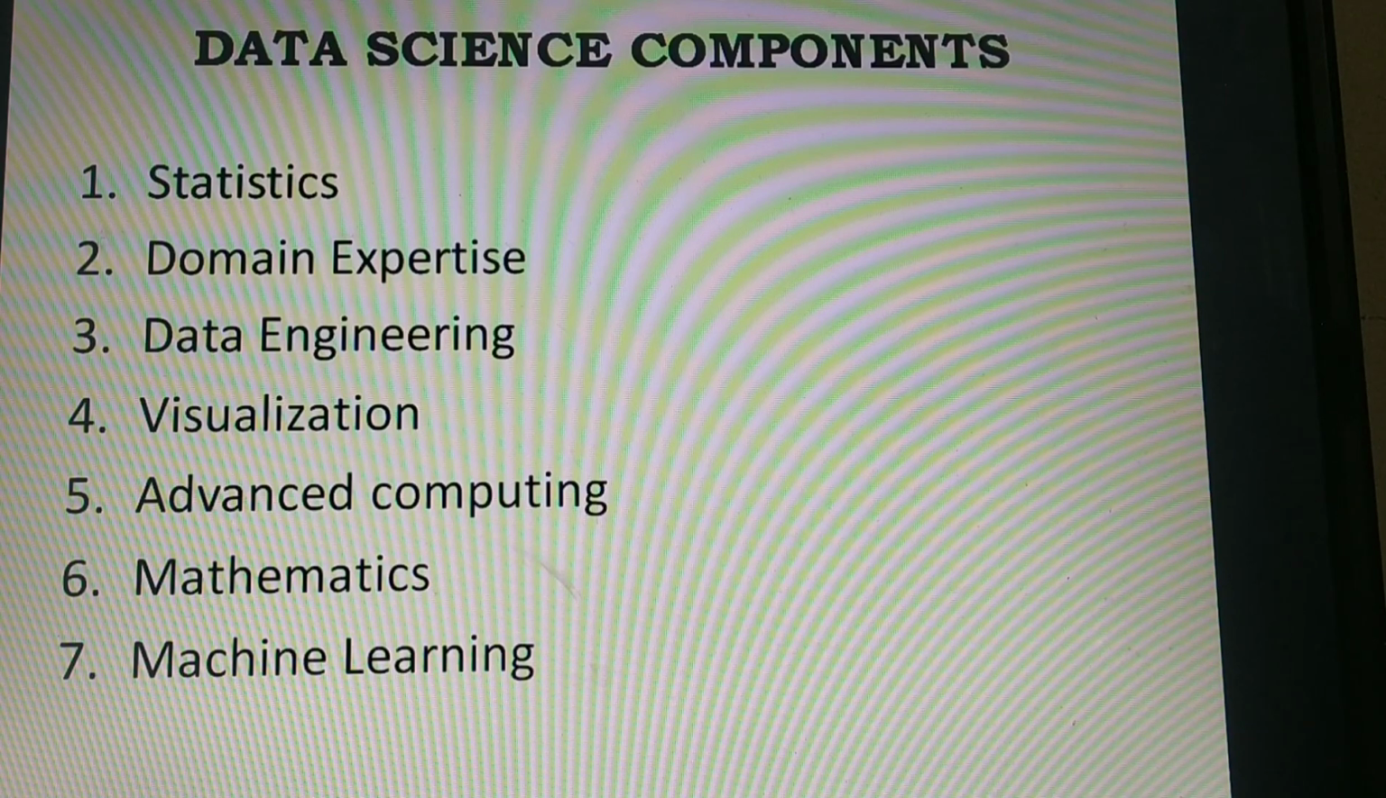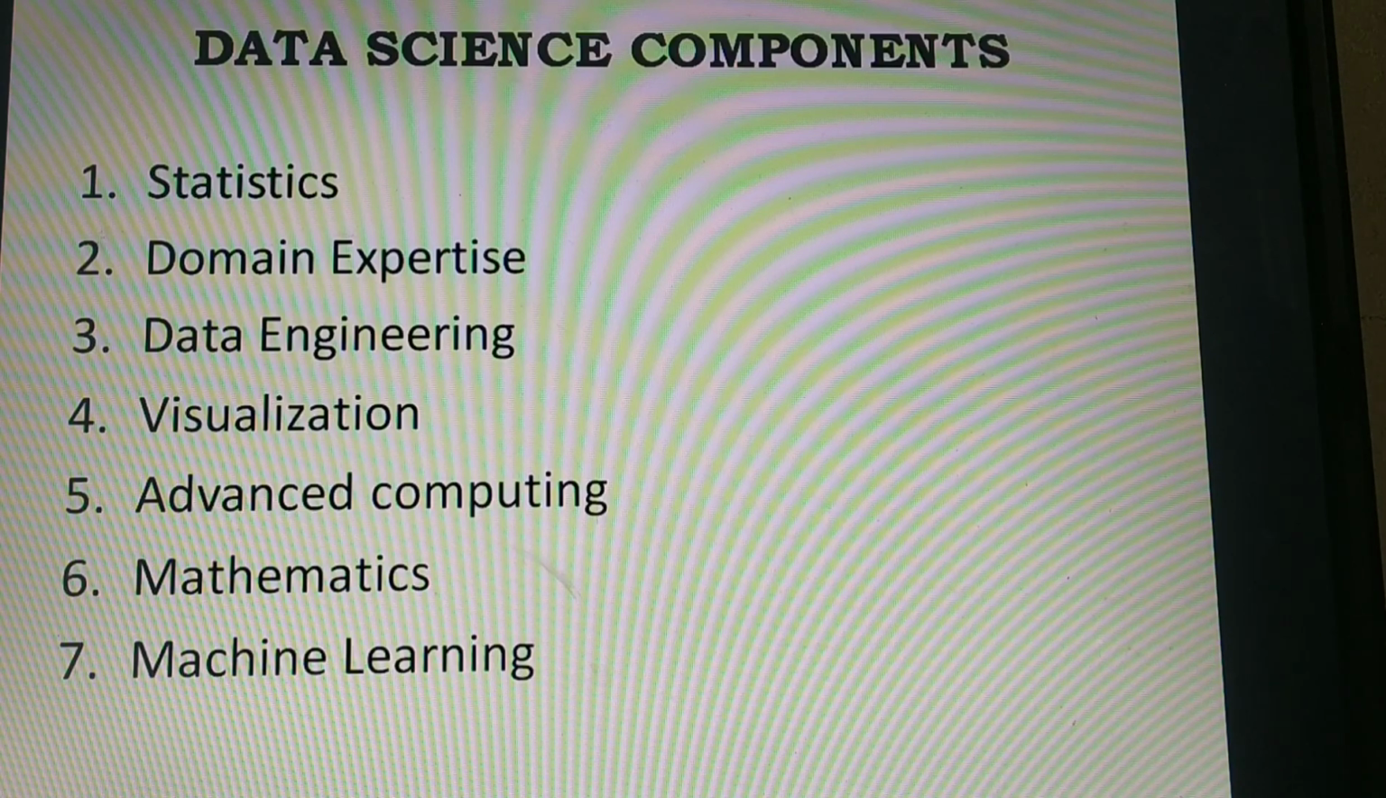Next is data engineering. Data engineering is a part of data science which involves acquiring, storing, retrieving and transferring the data. Acquiring means receiving, storing means we store the data, retrieving means we access the data, and transferring the data. Data engineering also includes metadata. Metadata means data of data, or data about data, is called metadata.